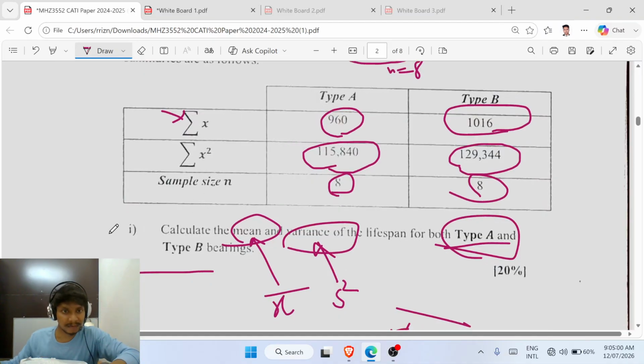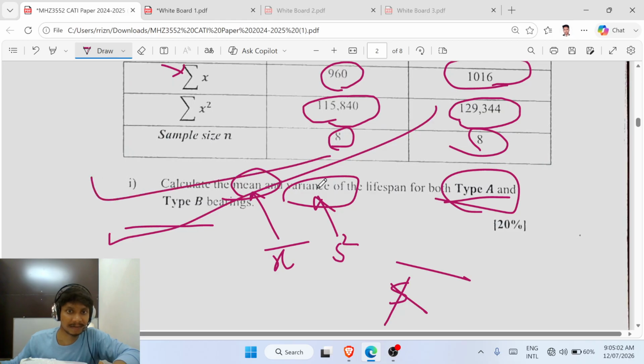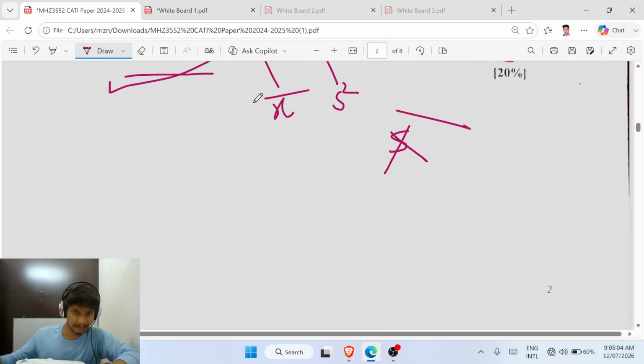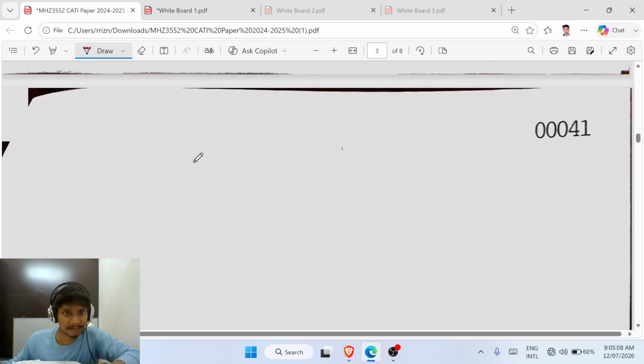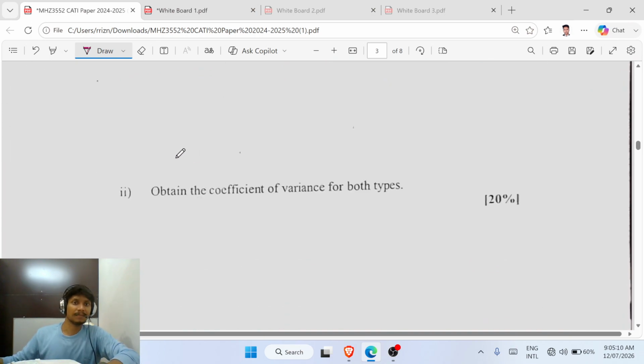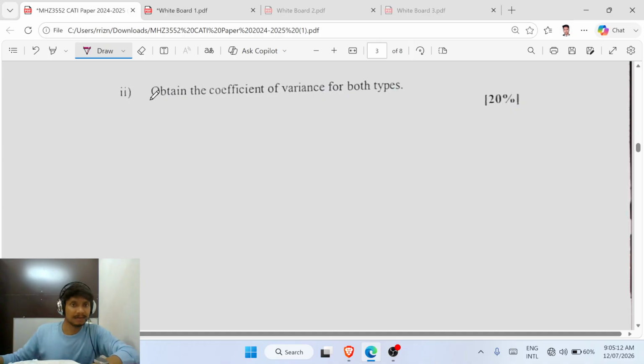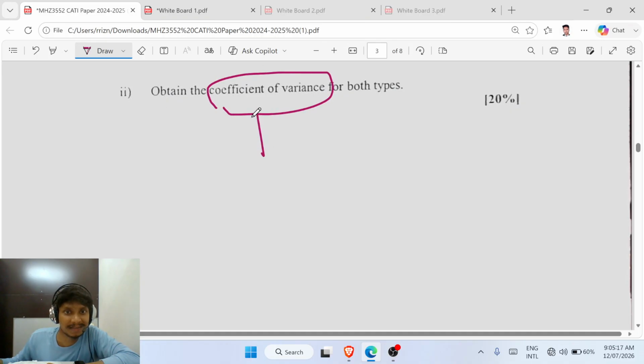Now, the first question is done. We are moving to the next question, part 2. Let me read it. The second question is: obtain the coefficient of variance. We have already discussed this. CV, coefficient of variance. Obtain the coefficient of variance for both types.